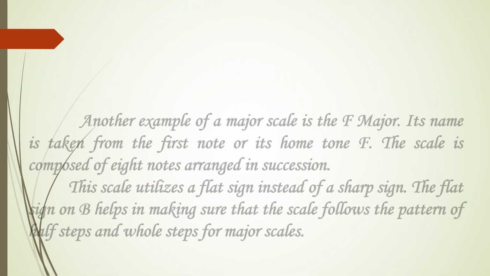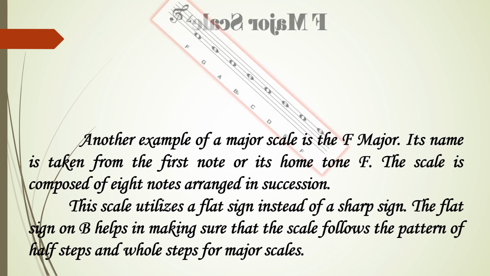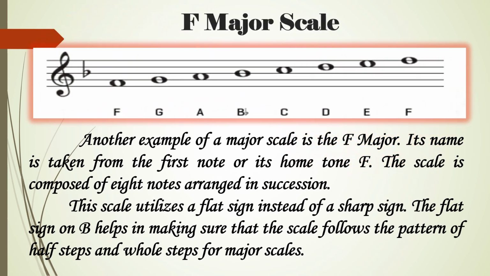Another example of a scale is the F major. Its name is taken from the first note or home tone, F. The scale is composed of 8 notes arranged in succession. This scale utilizes a flat sign instead of a sharp sign. The flat sign on B helps in making sure that the scale follows the pattern of half steps and whole steps of the major scales.